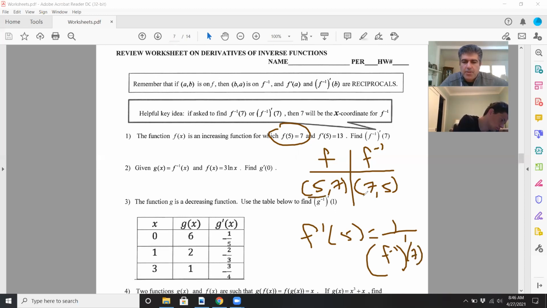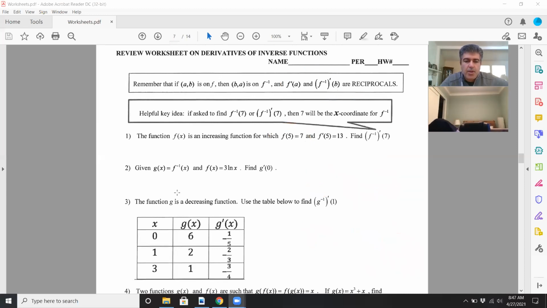Remember, use the inputs for the original and the inverse to set up this reciprocal relationship. So evaluate the derivative of f at 5, evaluate the derivative of the inverse at 7, and those are reciprocals of each other. And because f prime 5 is 13, the derivative of the inverse evaluated at 7 is 1 out of 13. And that's what's meant by this A and B notation here, just so we know.